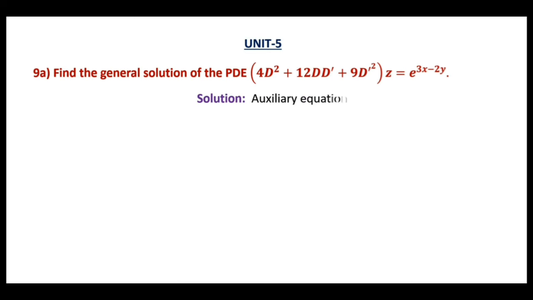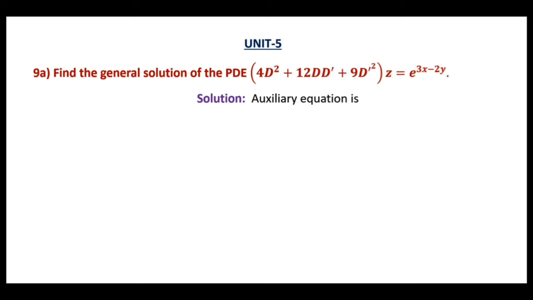Find the general solution to the partial differential equation (4D² + 12DD' + 9D'²)z = e^(3x−2y). The right hand side function is in the form of e^(ax+by). The general solution is complementary function plus particular integral.